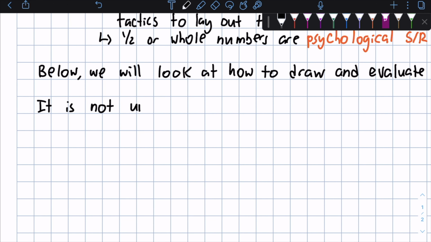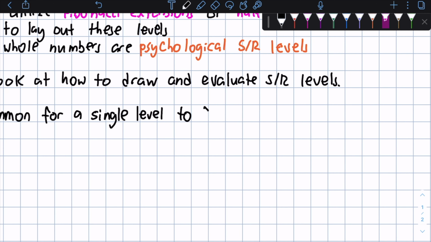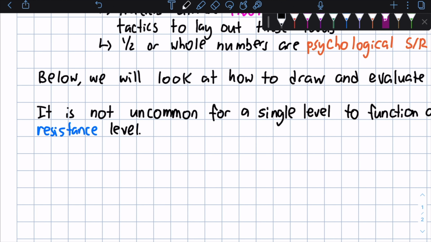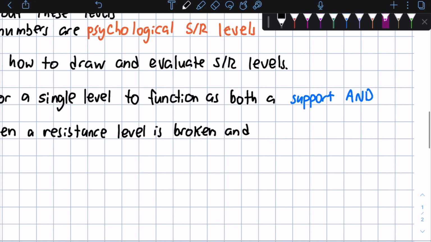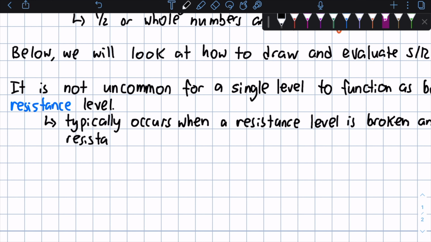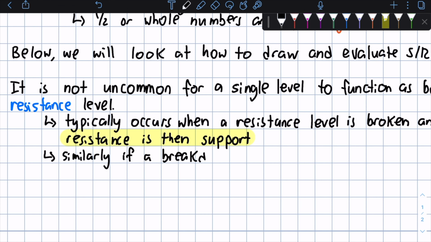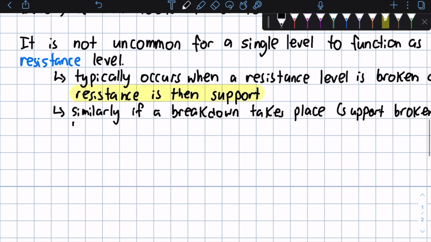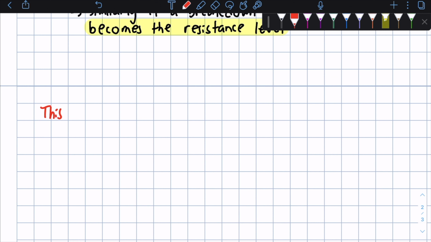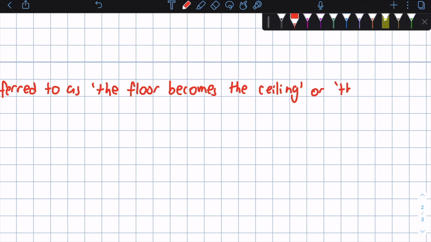It's worth mentioning that a single line or level can act as both a support and a resistance level. Typically, when a support is broken, it then becomes resistance when price returns from below it. Resistance turns into support once it is broken above and returns after falling back to this price level. This is often referred to as the floor becomes the ceiling, and the ceiling becomes the floor in trading.